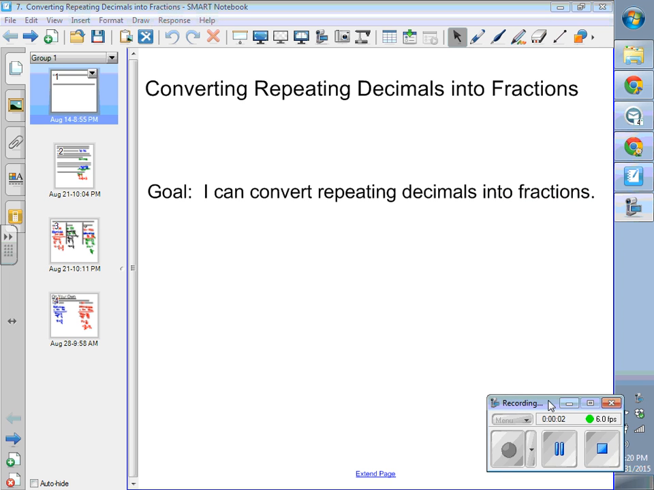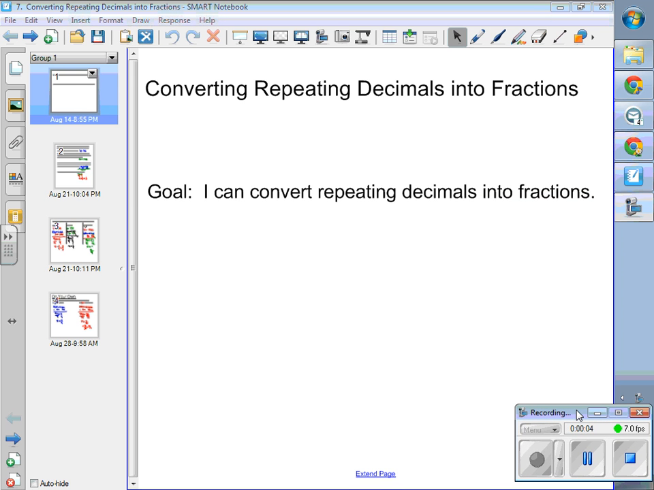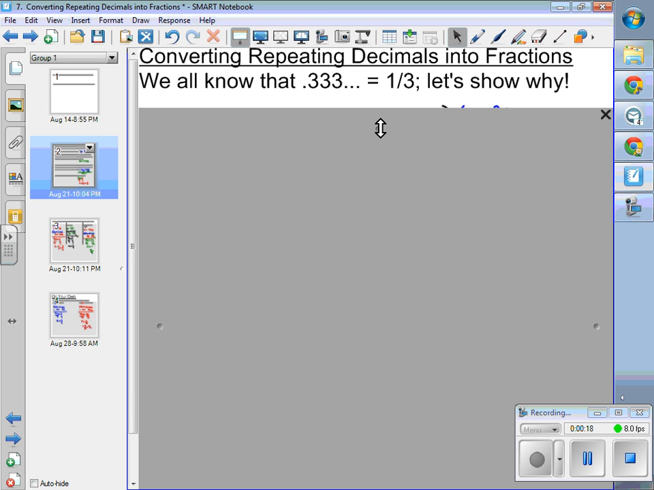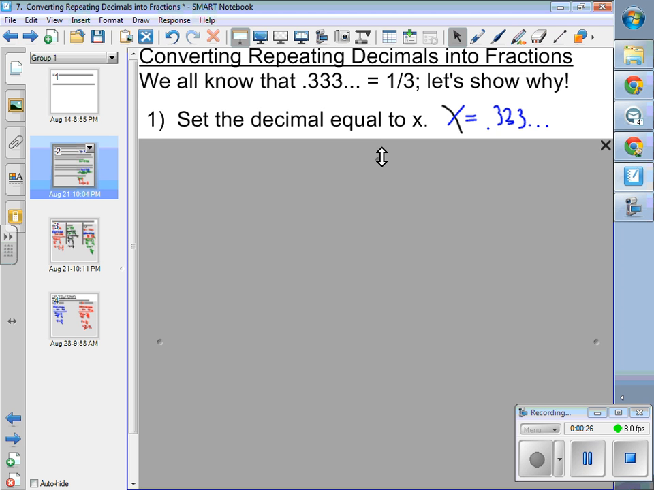Today's lesson is converting repeating decimals into fractions. Our goal is that we can convert repeating decimals into fractions. We all know that 0.33333, etc., equals 1/3, and we're going to show you why. We're going to know how to do this.